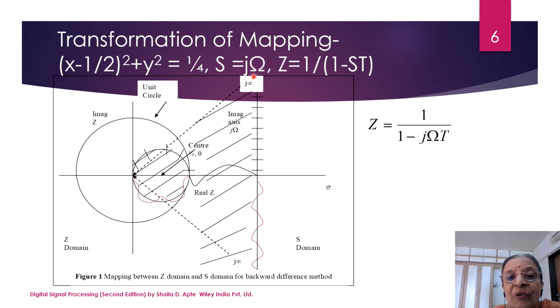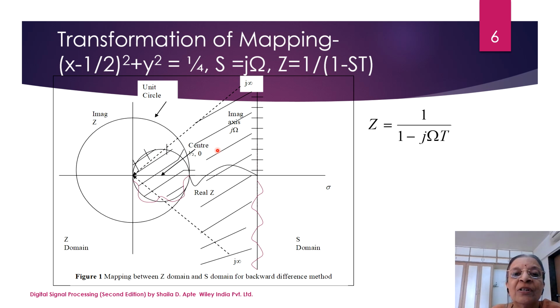What about this axis, the j omega axis from 0 to j infinity? From 0 to j infinity, as we traverse in the Z domain, we traverse from Z is equal to 1 to Z is equal to 0 on this circle with radius equal to half and center at half, 0. Similarly, when I am traversing from 0 to minus j infinity in S domain, I am moving on to Z is equal to 0. So what happens is this entire j omega axis maps onto the circle in the Z domain with radius equal to half and center at half, 0.